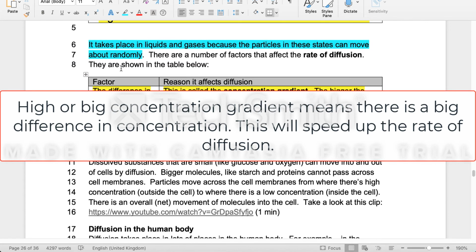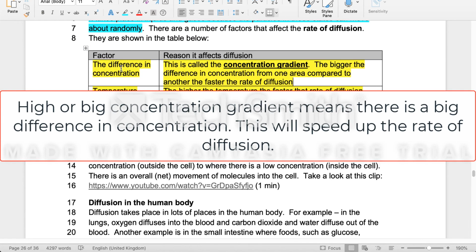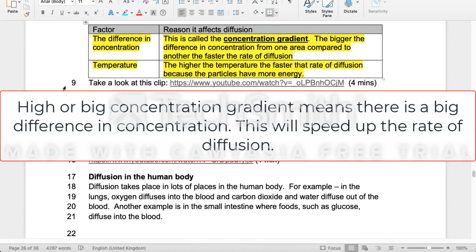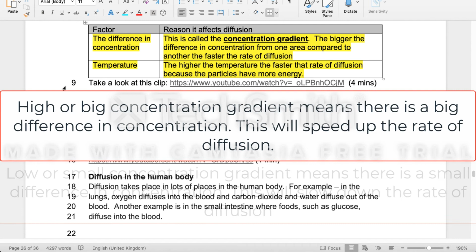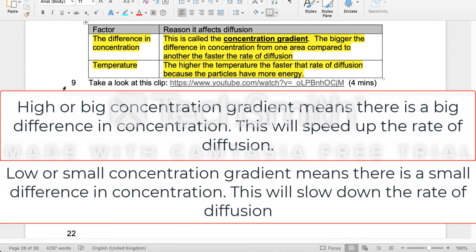Okay, I'm going to scroll down here because I want to fit in some annotations. So again, when you have a high concentration gradient or a very, very big difference in concentration, then the rate of diffusion will increase. You're going to have a fast rate of diffusion. So the opposite is true. If you have a low concentration gradient or not that big of a difference in concentration, then you're going to have a slow rate of diffusion. Okay? So that's one factor that will affect the rate of diffusion.